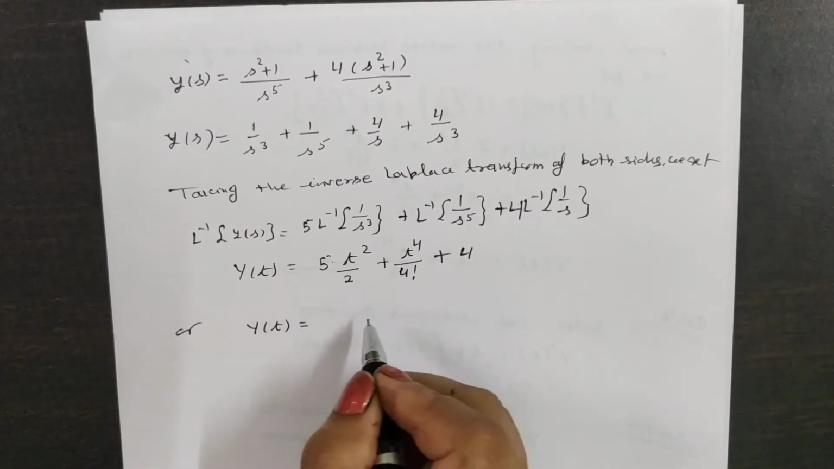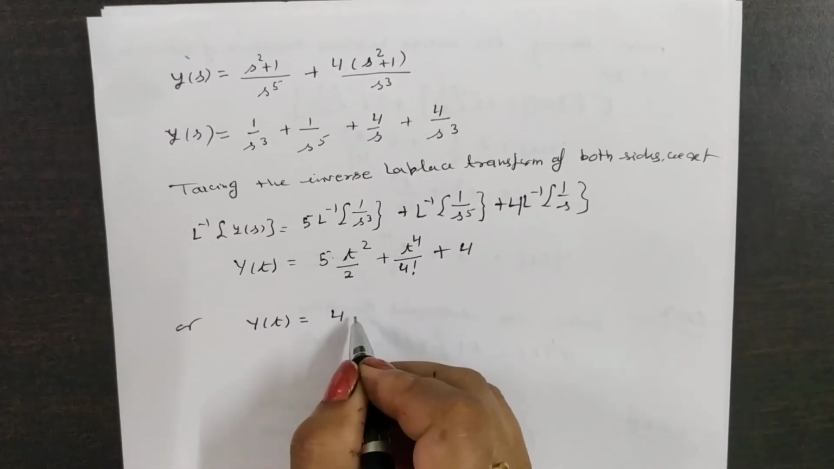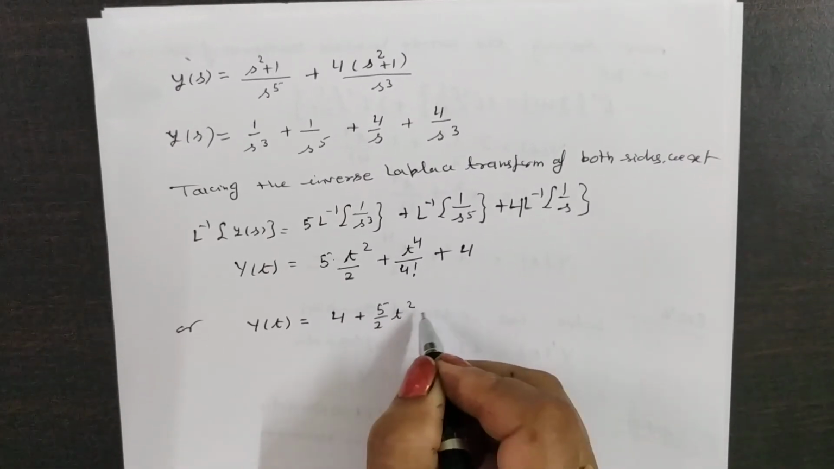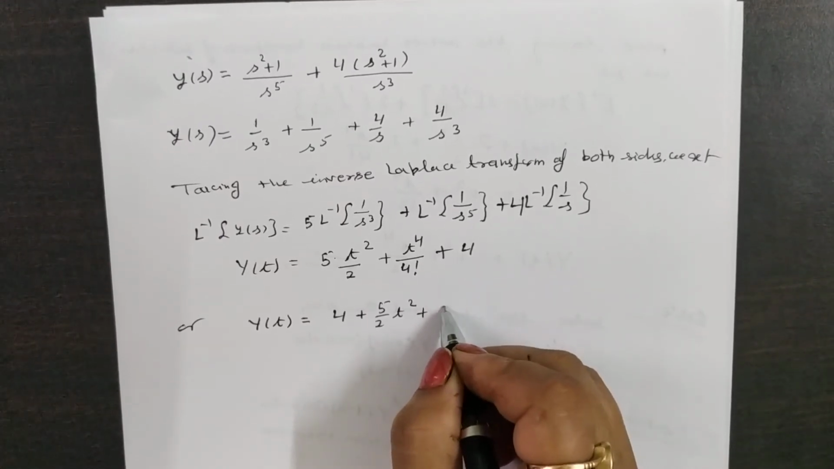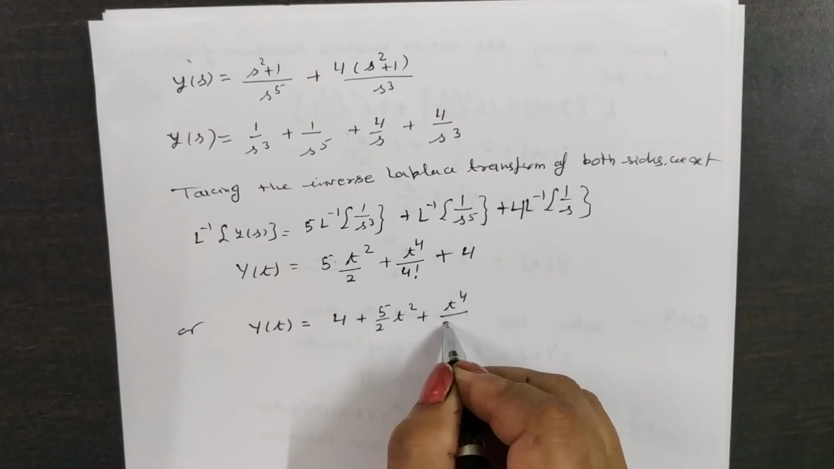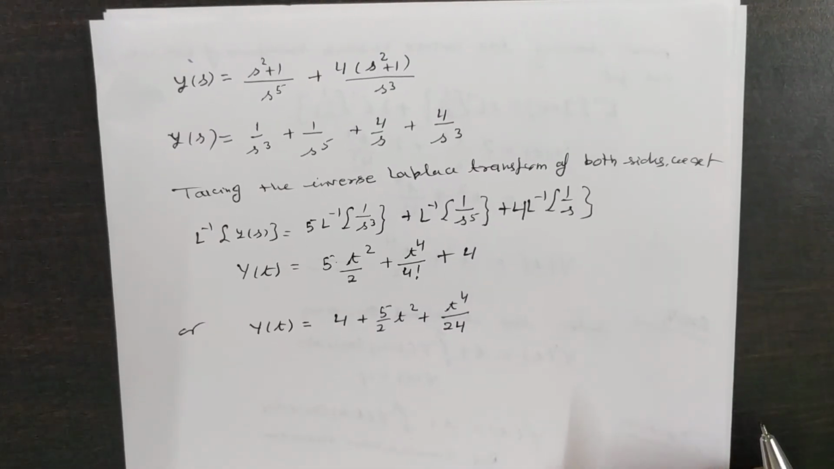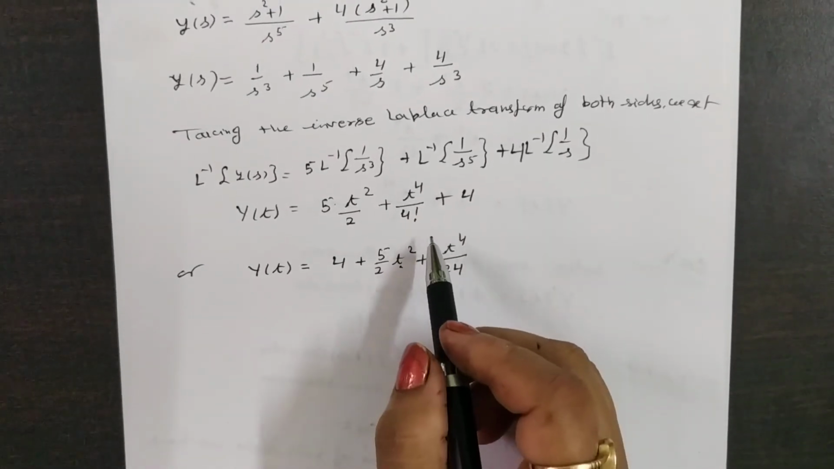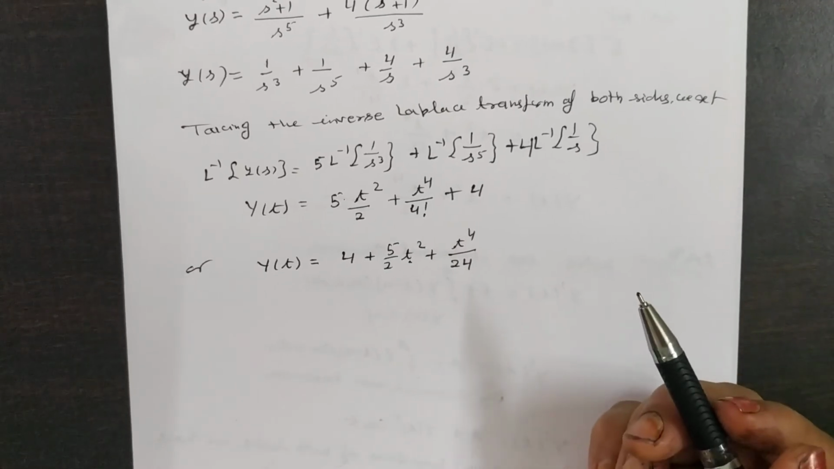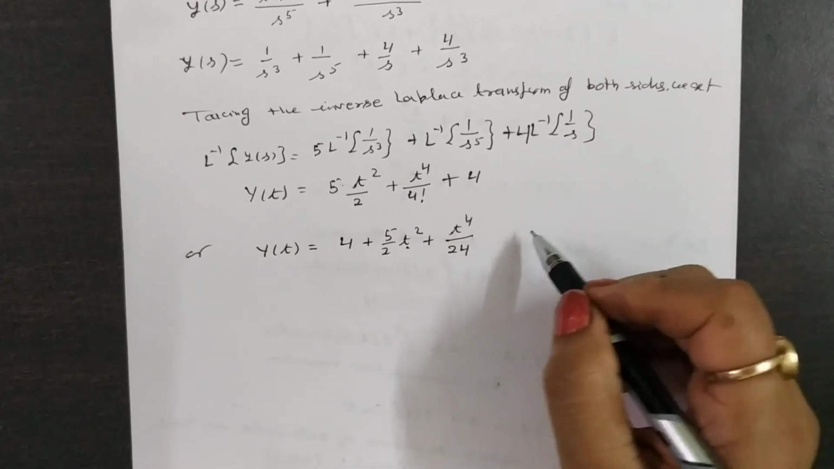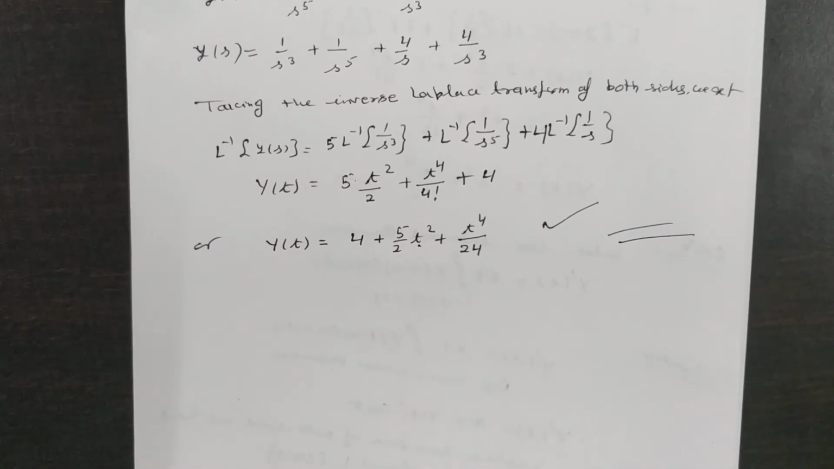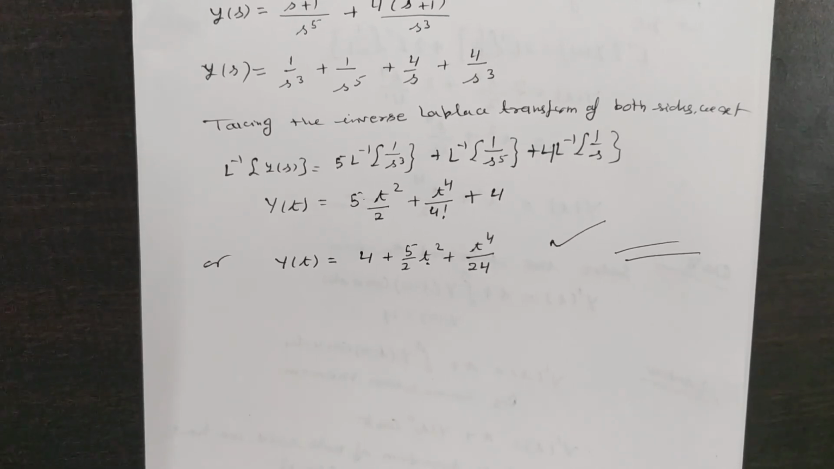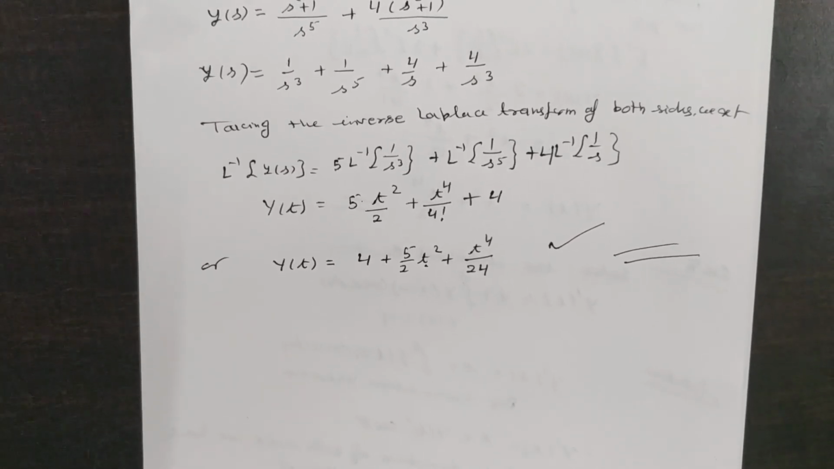Solving this, y(t) is equal to 4 plus 5 by 2 t square plus t to the power 4 by 24. Just be clear on it. I think from these examples you have understood integral equations using the Laplace transform. Okay, students, thank you.